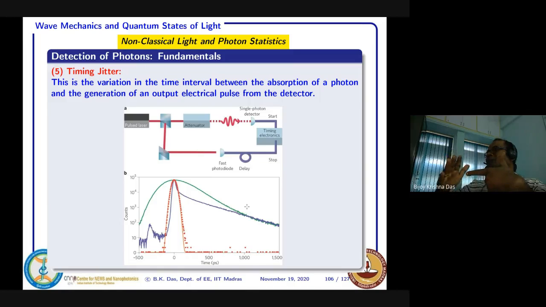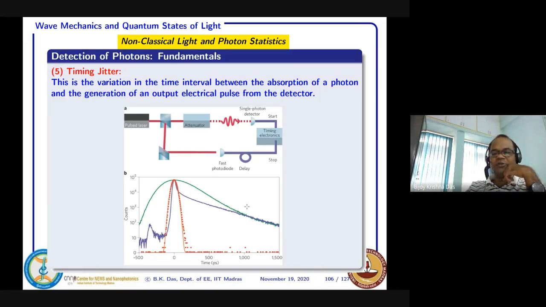Depending on that, your generation of the electron pulse may be delayed from photon to photon, right? And it is not necessarily uniformly delayed for every photon. That depends on some kind of noise inside the detector. That timing difference is called your jitter, timing jitter. Suppose you want to find out, photon to photon, how much it can vary, that jitter variation, that timing variation.